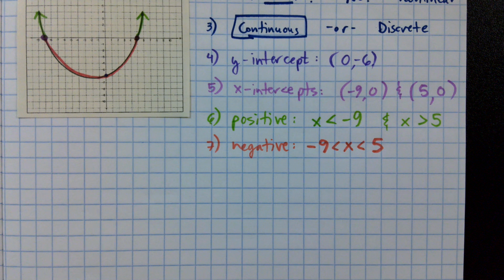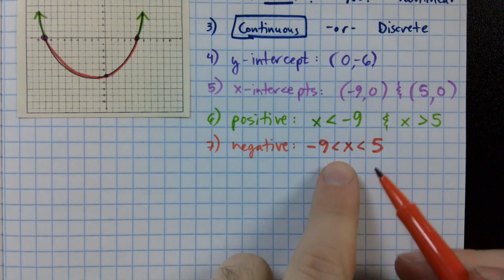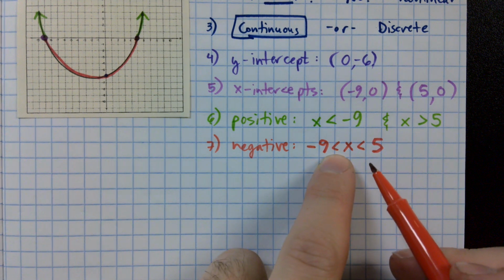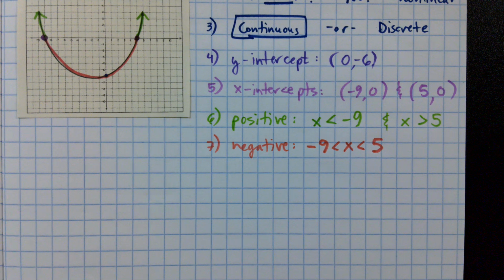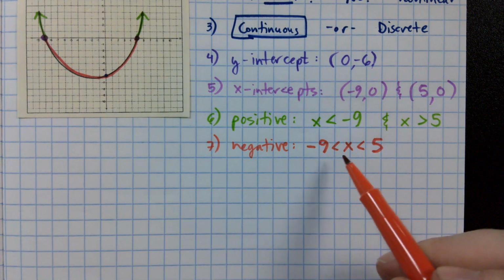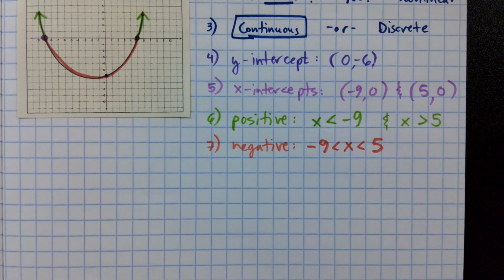Okay, when we're writing a combined interval here, my little alligator mouths are always going to be pointing to the left and eating to the right. Because that's just how a number line works. The bigger numbers are to the right.